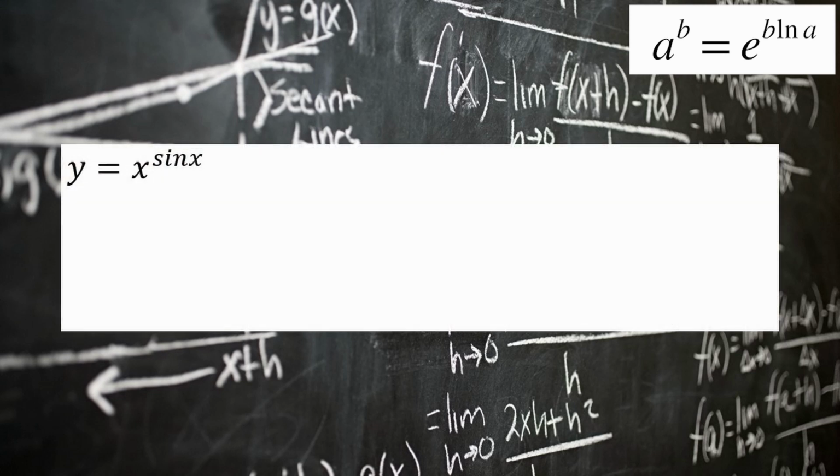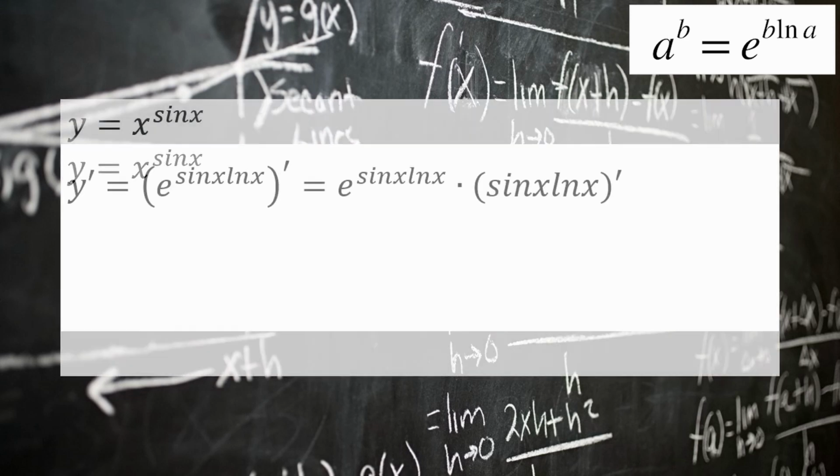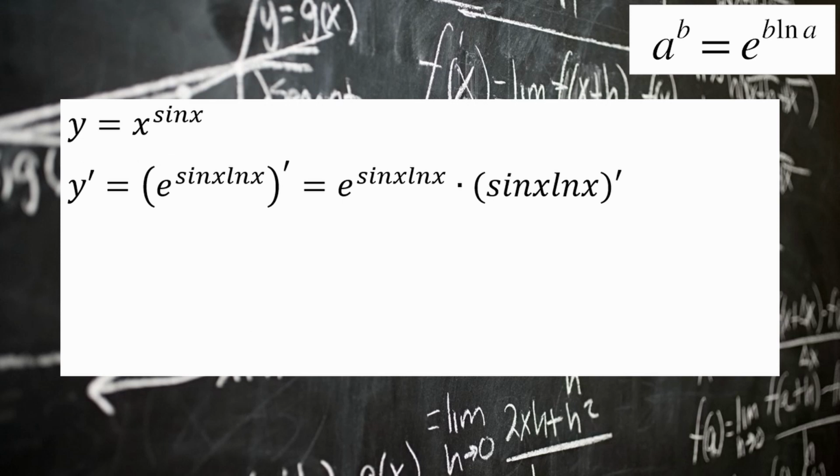So let's move to the next example. Here we have x to the power of sine x. So we do it the same way as last time. We treat function x as a and function sine x as b. We get e to the power of sine x ln x, and we calculate the derivative using the chain rule.